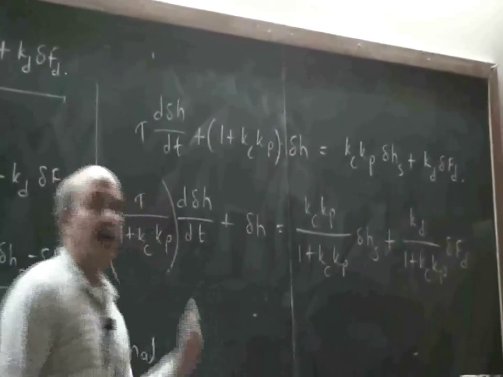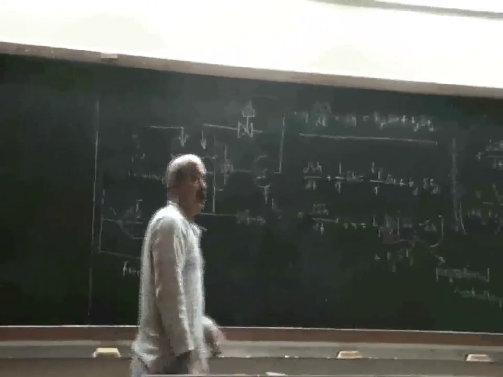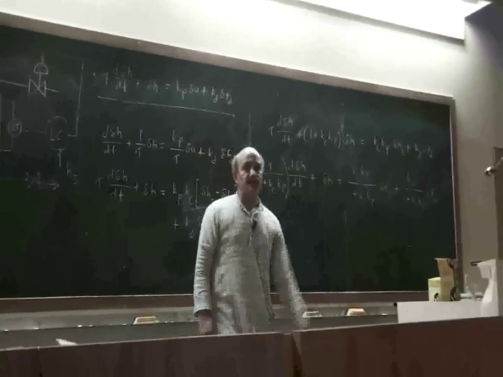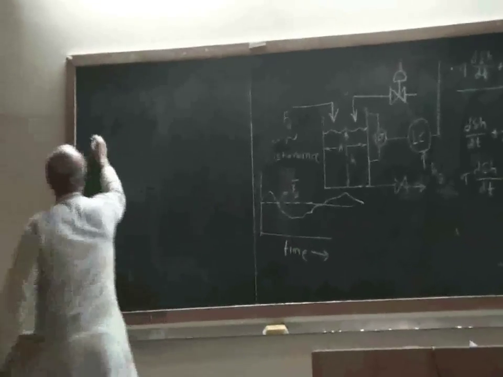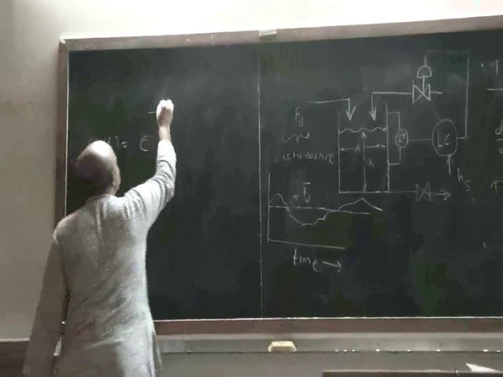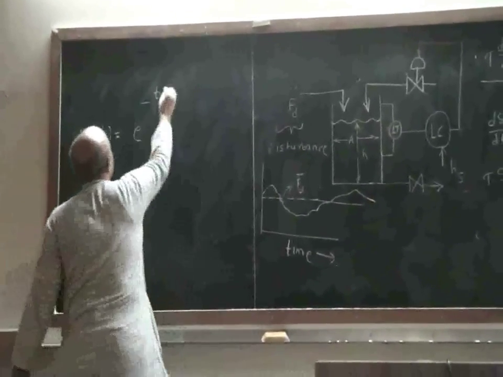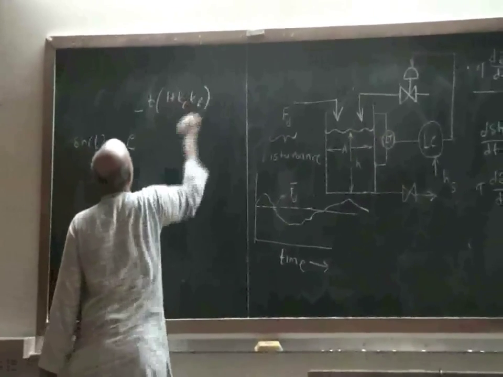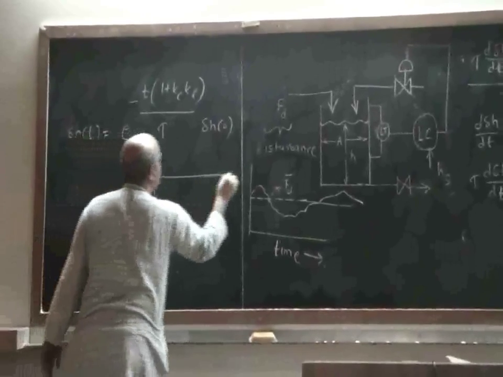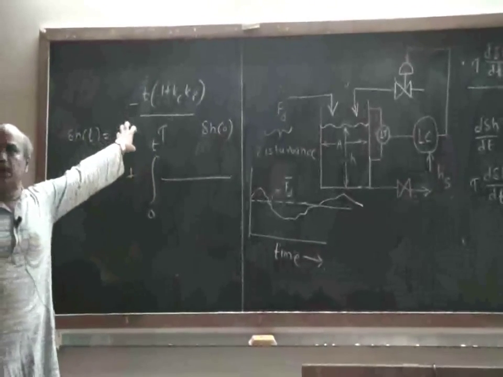I should be careful when I choose Kc. Okay, so what you can appreciate is that the solution of this modified differential equation will be governed by delta HT will be e to the power minus t. Do you see this term which is appearing here?